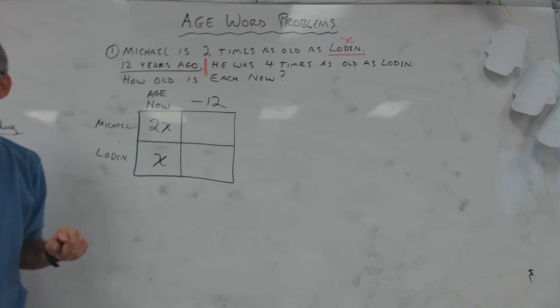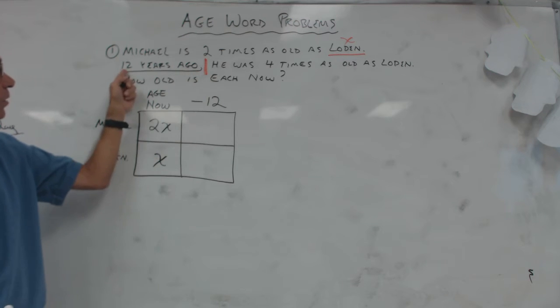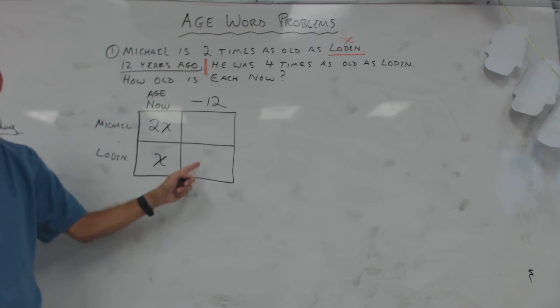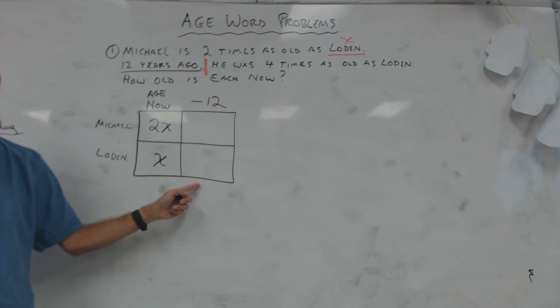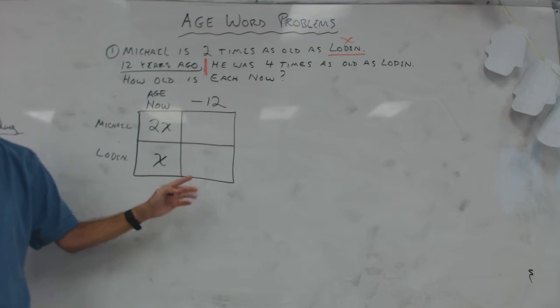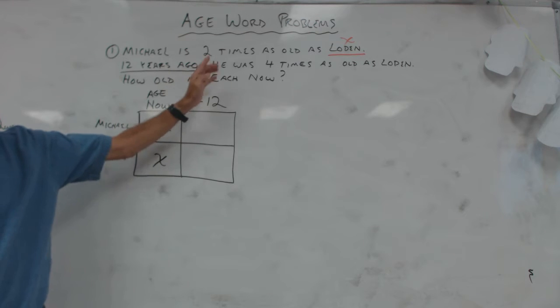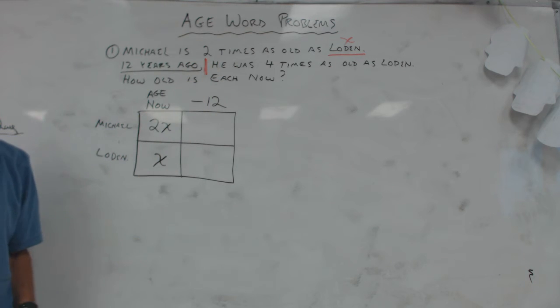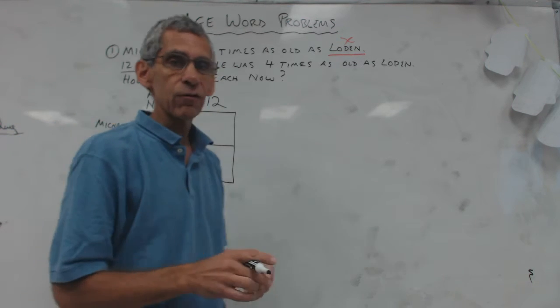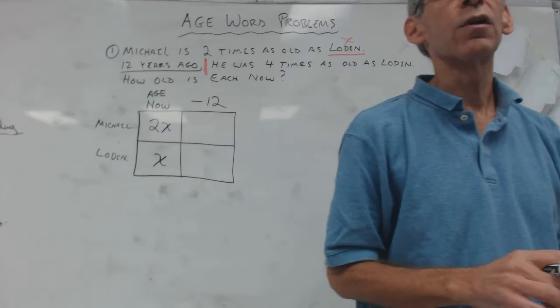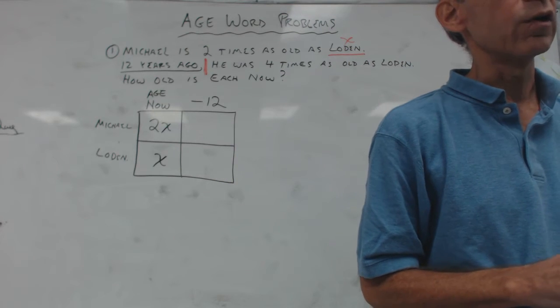You don't read past this. Don't read past 12 years ago until this is completely filled in. It's really important. Do not read past 12 years ago. But it doesn't tell you anything about 12 years ago until then. 2x minus 12. Okay, if you're 14, how old were you 12 years ago?